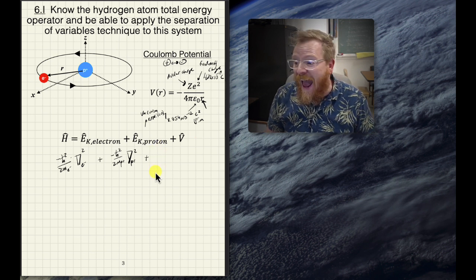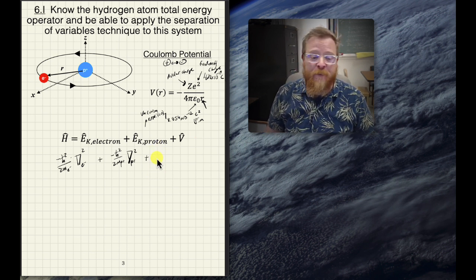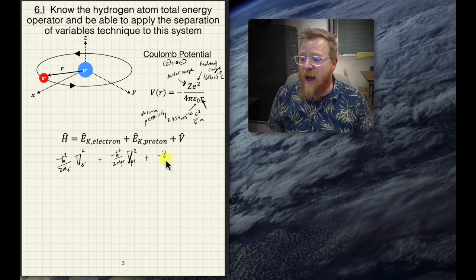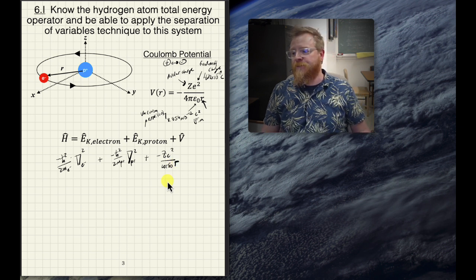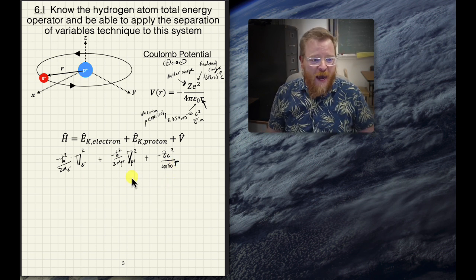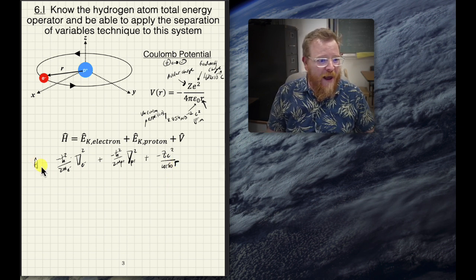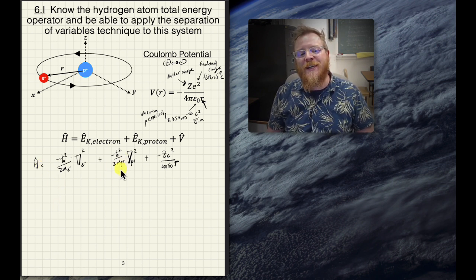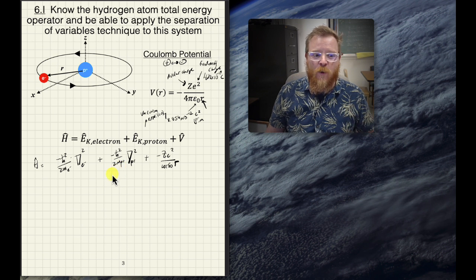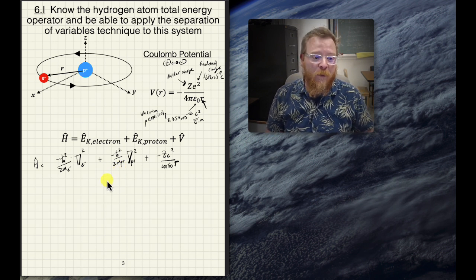So now we can add that in our hydrogen atom energy operator, negative Ze squared all over 4 pi epsilon r. Well, as it turns out, this would be quite a heavy lift. I mean, it's already going to be complicated, but by including this kinetic energy term of the proton, it's going to make this even more complicated.